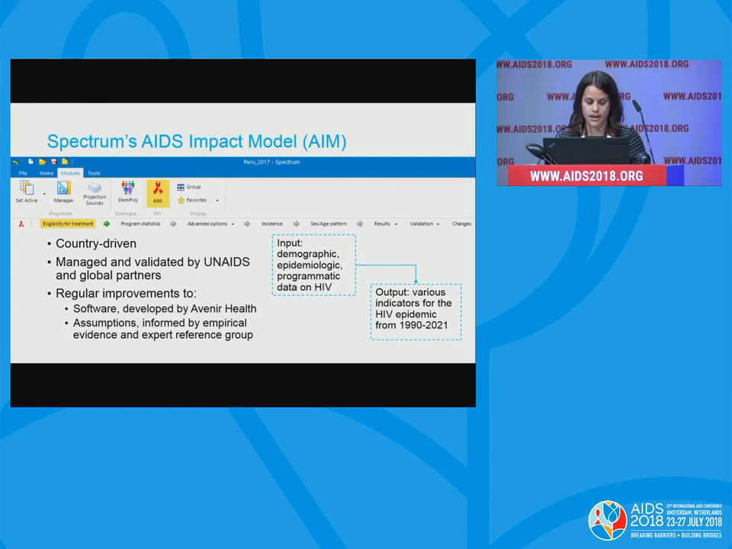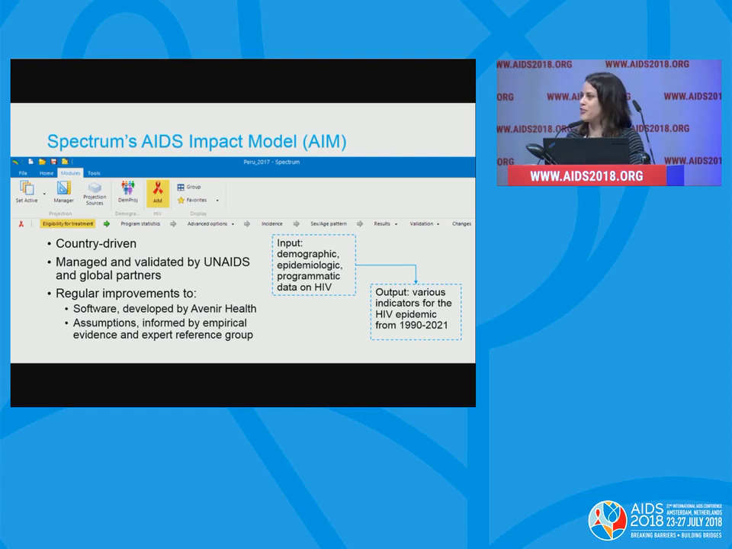Before we dive in, it's important to understand Spectrum software and the AIDS impact model. This is a country-driven activity that occurs annually. The data are also validated and compiled by UNAIDS and their global partners. Each year, there are regular improvements made to the software itself, developed by Avenir Health. So thank you to Avenir Health. And assumptions used in the model are informed by the newest empirical evidence, such as what you see at this conference and an expert reference group.